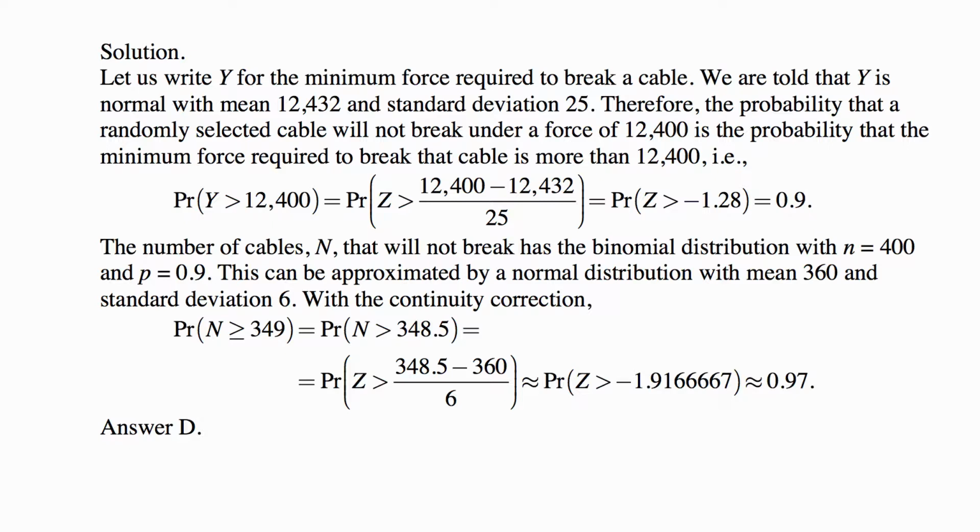And that normal distribution has the same mean and variance as the binomial distribution we're approximating. So we subtract the mean of 360, which is 400 times 0.9, that's where it comes from, and divide by a standard deviation of 6. So what is the variance of this binomial distribution? It's n times p times q. So 400 times 0.9, that's np, that's 360, we just found that, times q, which is 0.1, well, that's 36, and the square root of that is 6. That's where this 6 comes from. And that's now approximately the probability that z is more than negative 1.9166667, and that's approximately 0.97, and that's answer D.